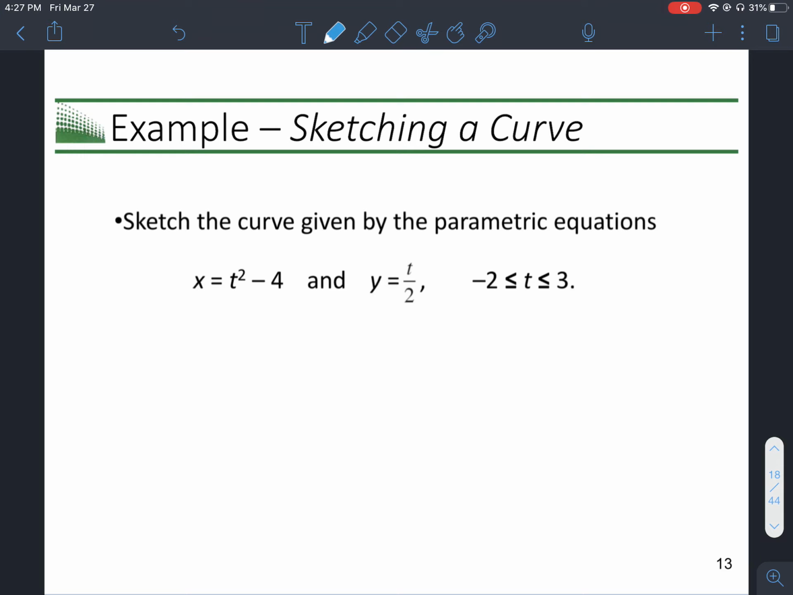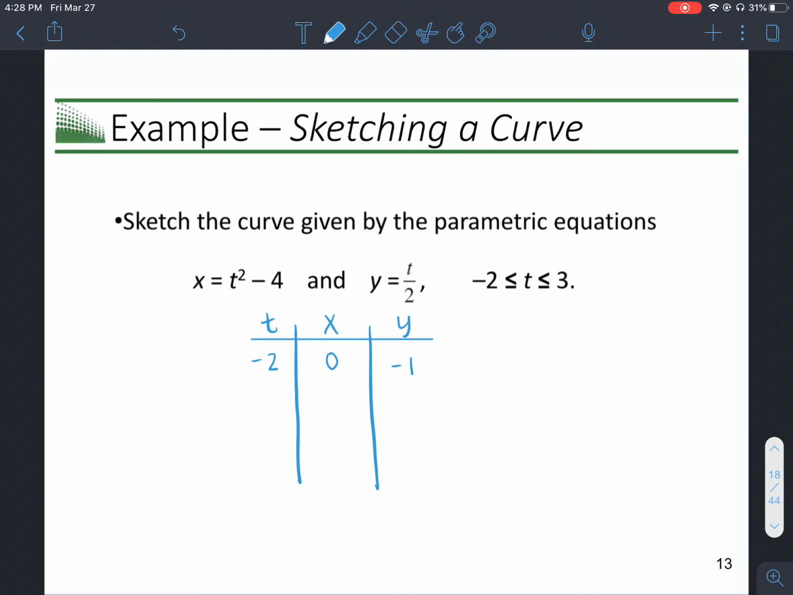I'm going to pick t values. We're going to find corresponding x and y values. And then the way we're going to find those x and y values is just by plugging them in. So what we want to do is start with the lowest t value that we can. So we're going to start at t equals negative 2. If we substitute that into the x equation, we get 0 back. Substitute in the y equation, we get negative 1 back.